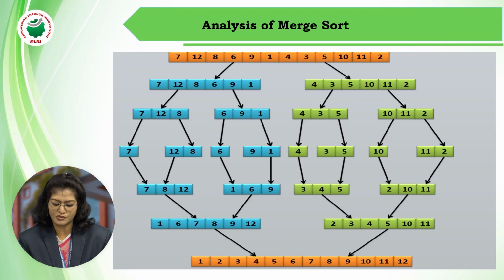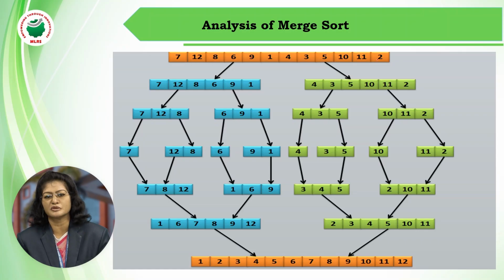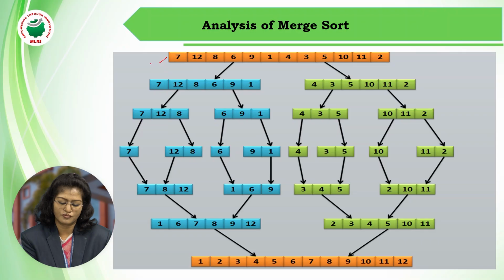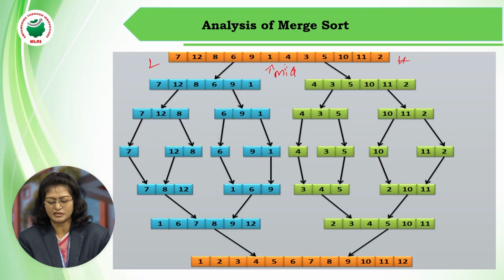Here, how many elements have we taken? 1, 2, 3, 4, 5, 6, 7, 8, 9, 10, 11, 12 elements. And these 12 elements we divide into two equal halves again. So this is low, this is high, and this is the mid value. Two halves again. So there are two halves: 7, 12, 8, 6, 9, 1, and 4, 3, 5, 10, 11, 12.